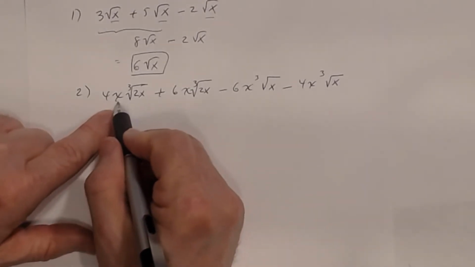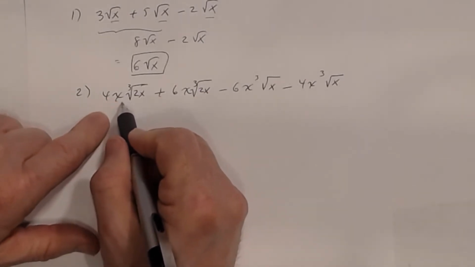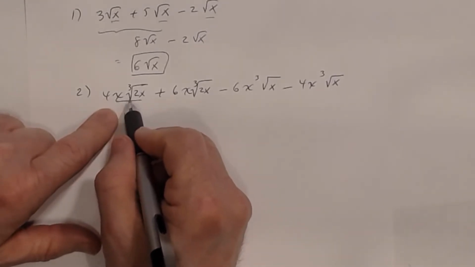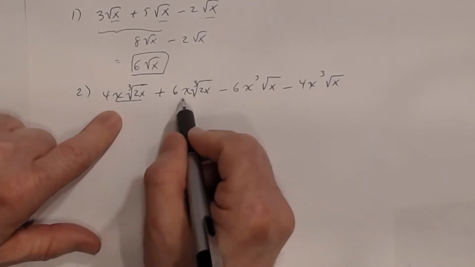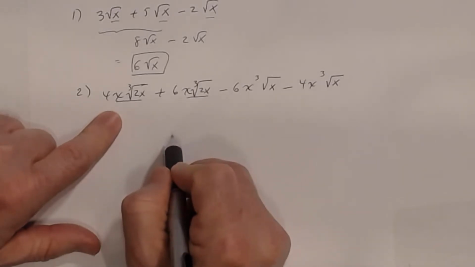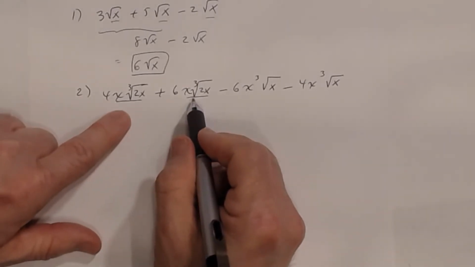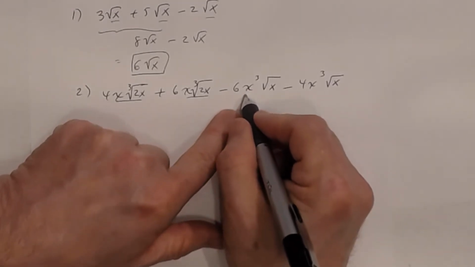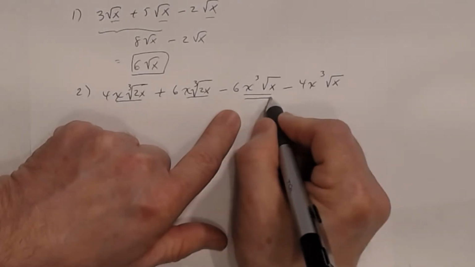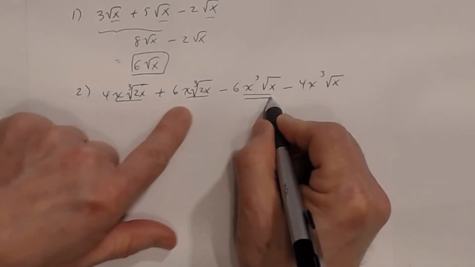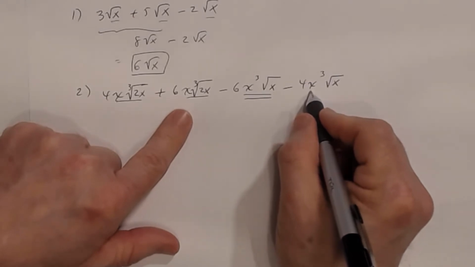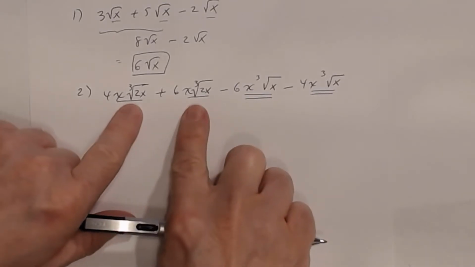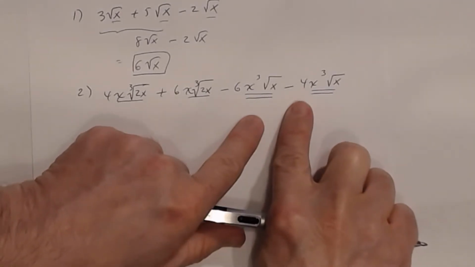Well, look, see this right here? See that there's an x on the outside, right? I'm going to align the x and the radical. So this is x cubed root of 2x. Here's another x cubed root of 2x. So those are like terms. Now notice here though, this is x cubed square root of x. So that's not the same as these. But here I have another x cubed square root of x. So these are like terms, and these are like terms.